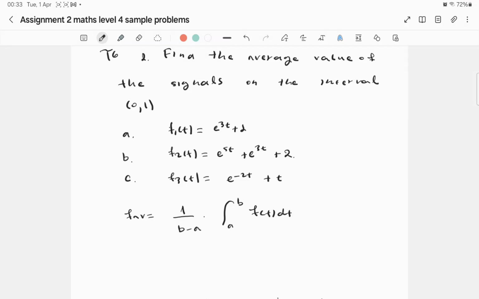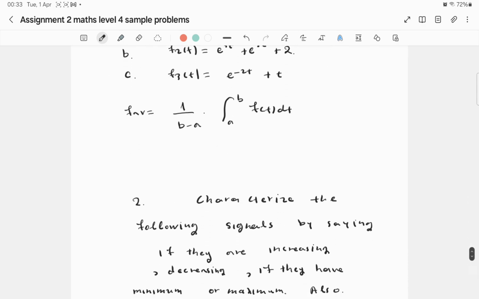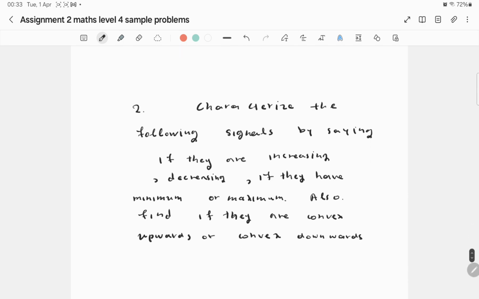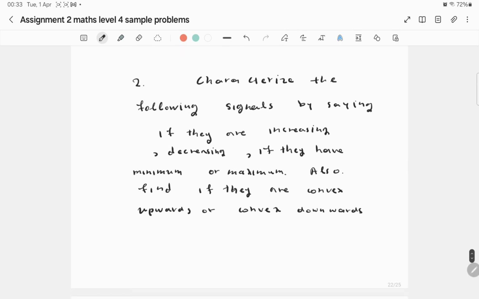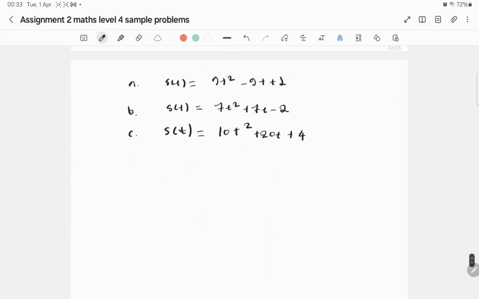Okay, in this video we have to focus on two tasks. The one is to find the average value of the signals on the interval 0, 1. And the other one is to characterize the following signals by saying if they are increasing functions, decreasing functions, if they have minimum or maximum, and also find if they are convex upwards or convex downwards.